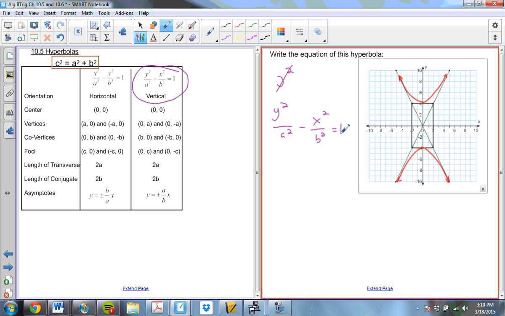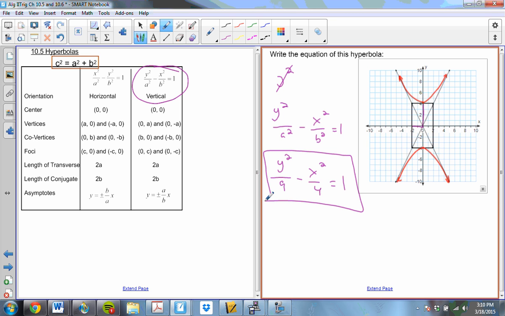So now I've just got to find distances. And the distance from here to here is 3. So this is going to be y squared over 9. And the distance from here to here was 2. It's going to be minus x squared over 4 equals 1. And there's the equation, we found it. Found my a value, I found my b value, I've got my equation.